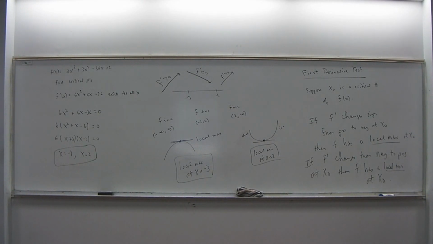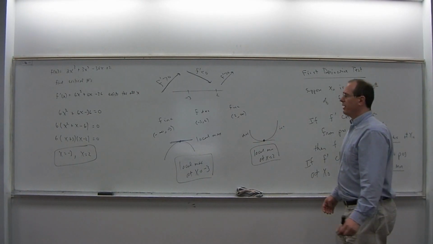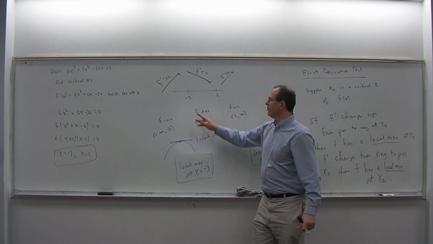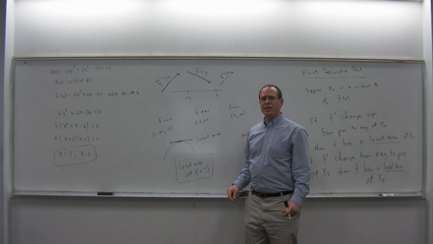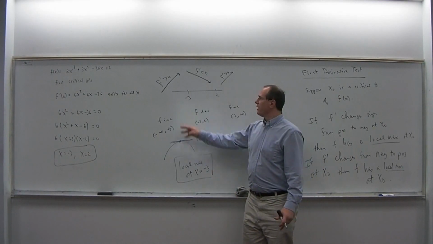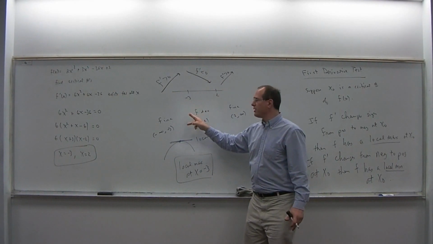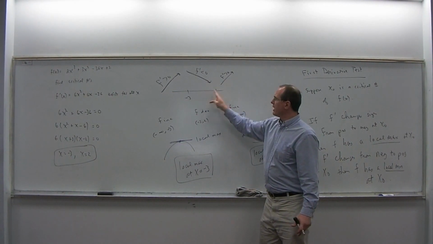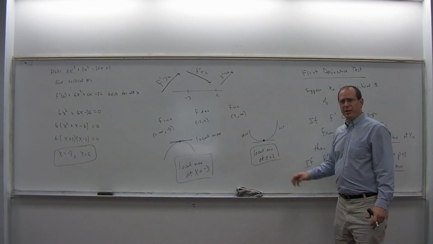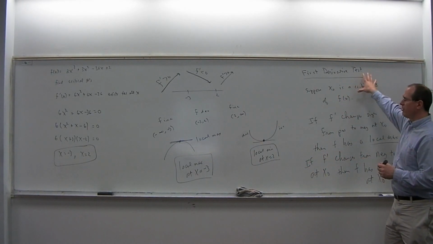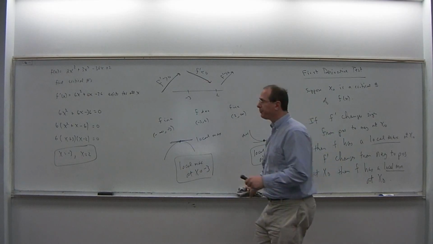So if you want to find local extremes, one way to do it is to find the critical numbers and then look on either side of the critical number and see if there is a sign change in the derivative. If the derivative is changing from positive to negative, then you have a local max. And if the derivative is changing from negative to positive, then you have a local min. So that's one way to do it. That's the first derivative test. There is another way.